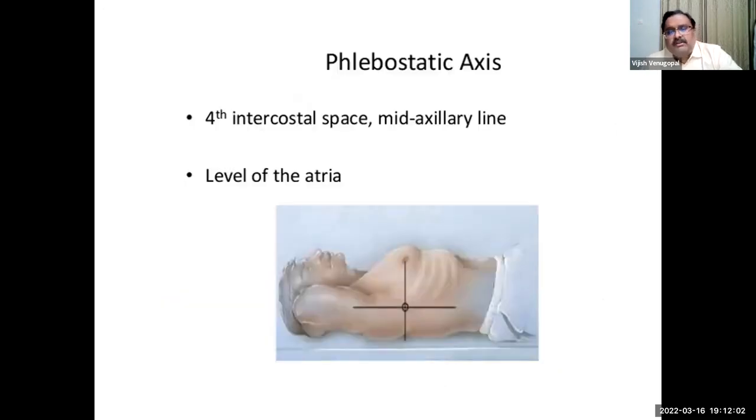It's very important that the transducer is located at the phlebostatic axis, that is the fourth intercostal space in the mid-axillary line. If the transducer is placed above, you get a lower blood pressure, and if the transducer is placed below this line, you get a higher blood pressure. For every inch that is above or below, you add or subtract 2 millimeters of mercury to the real pressure.